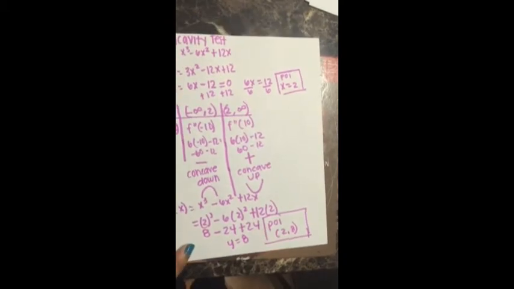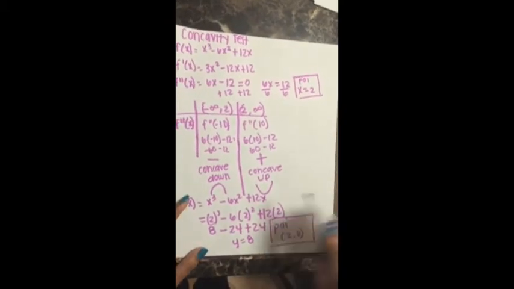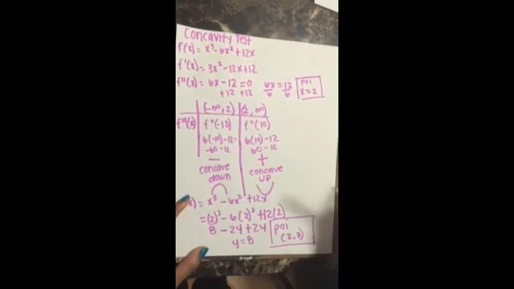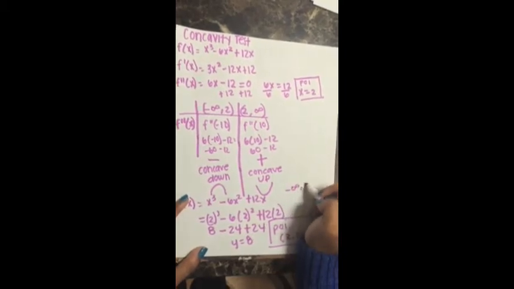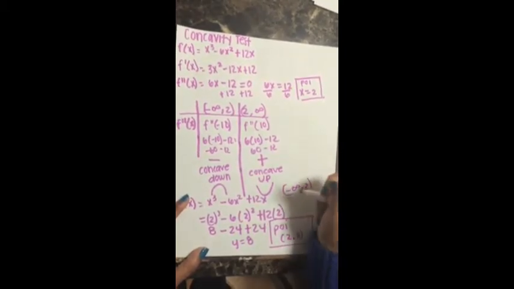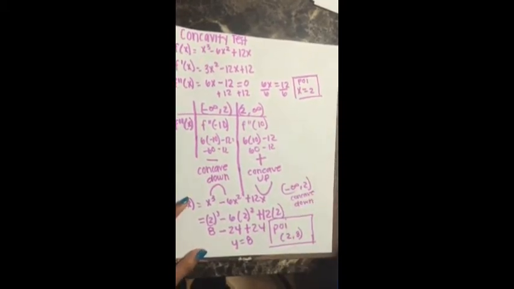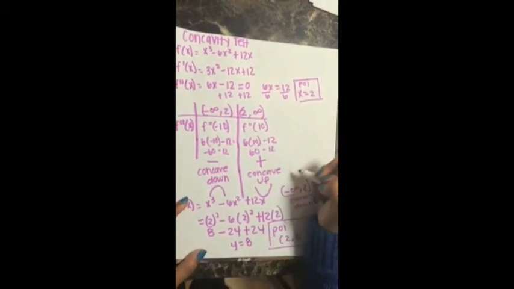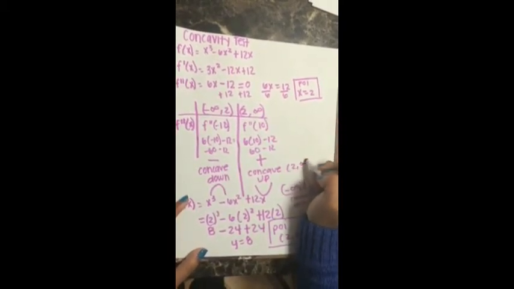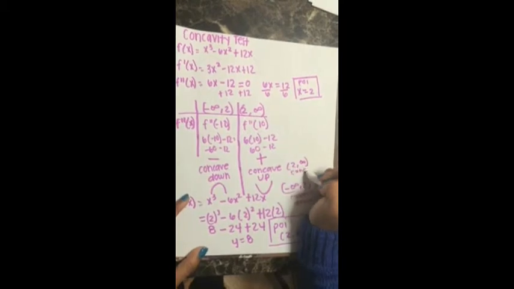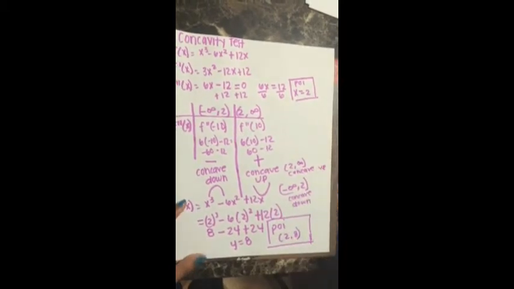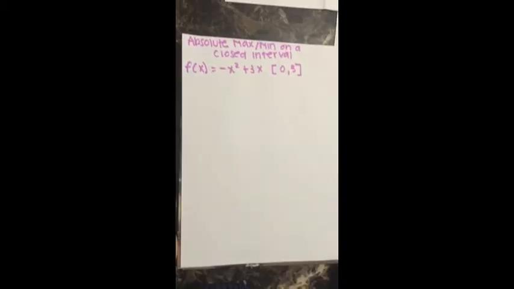And we see that between negative infinity to 2, our function is concave down, and between 2 to infinity, our function is concave up, and that's the concavity test.